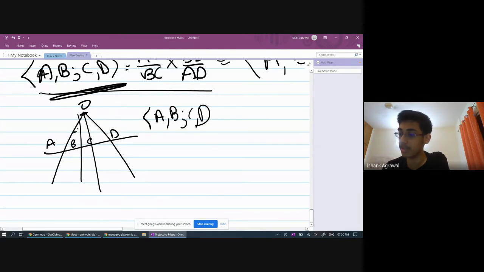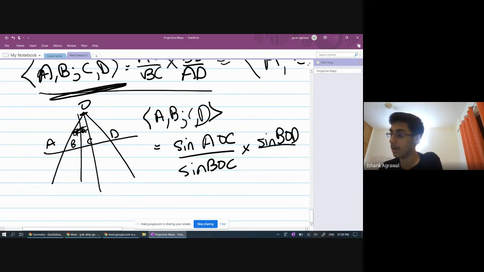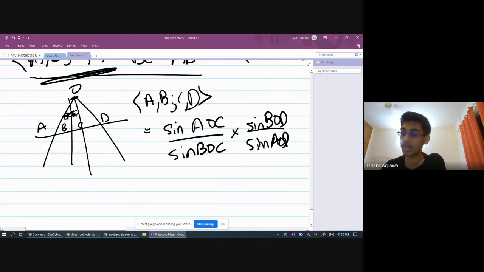if you made this θ1, θ2, you can show that this is equal to sine of AOC by sine of BOC times sine of BOD upon sine of AOD. And the way you show this is by just considering the areas of each triangle. So the heights are the same. The ratio of the areas would be proportional to the ratio of the bases. And then you use the fact that the area of a triangle is half AB sine theta.